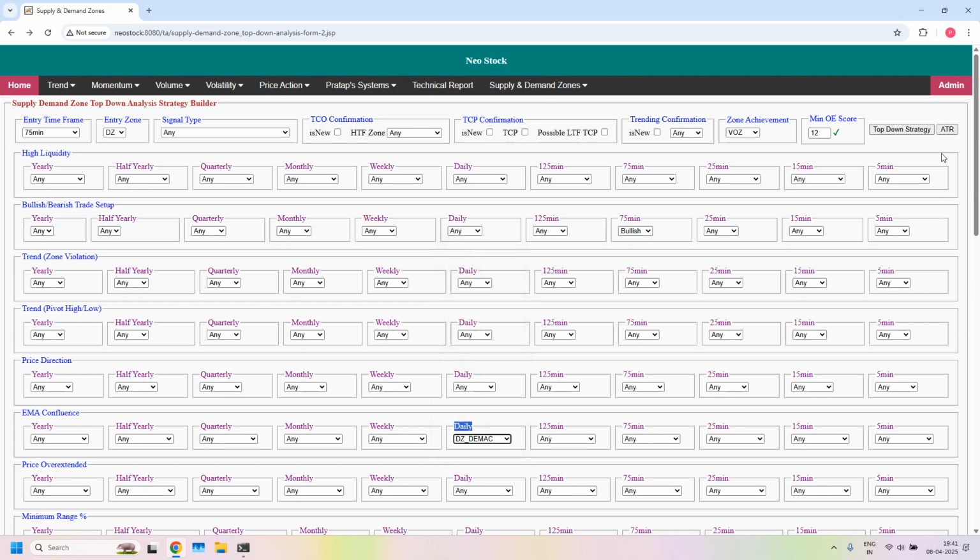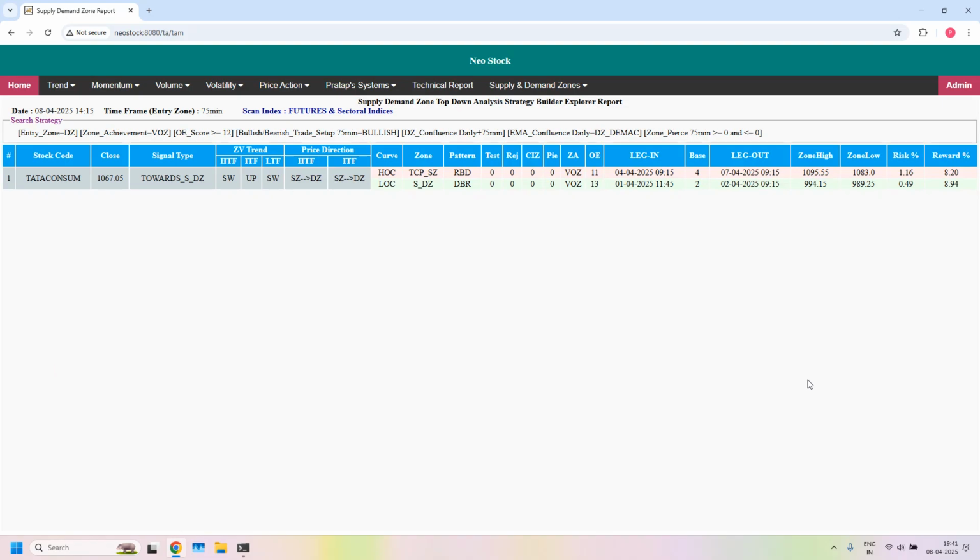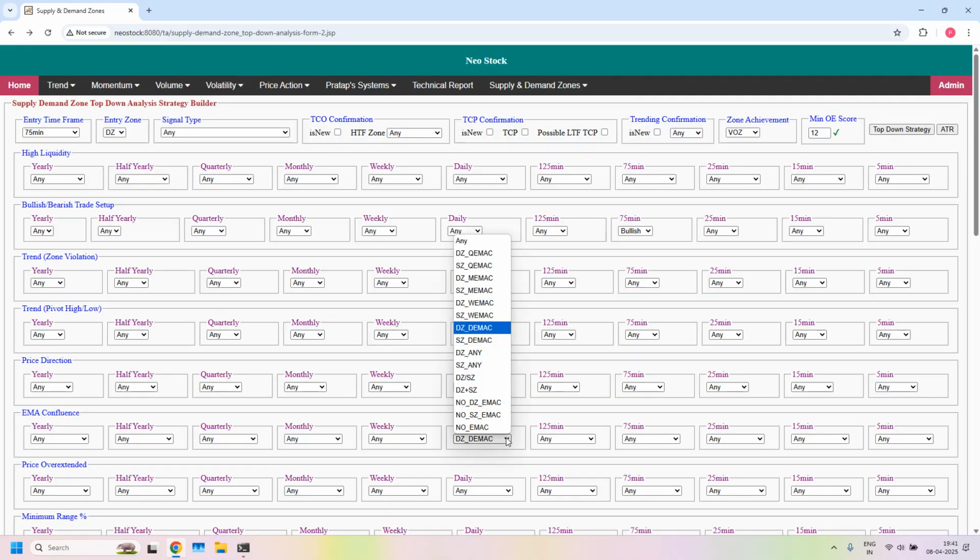Okay, with this filter, we got 1 stock. So this 75 minutes demand zone might be having more high probability to get success. Okay, this is based on LTF and ITF. Next, let us look into LTF, ITF and HTF demand zone confluence supported stocks.